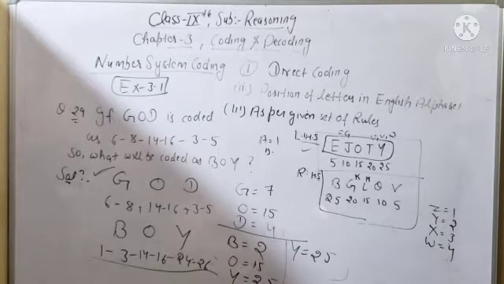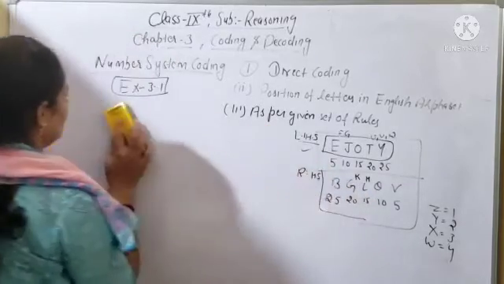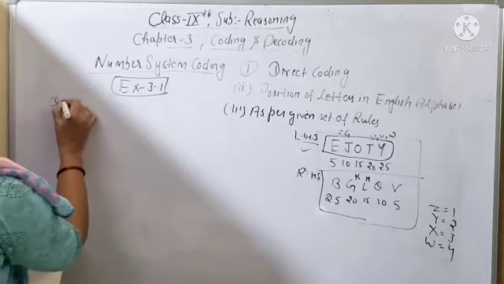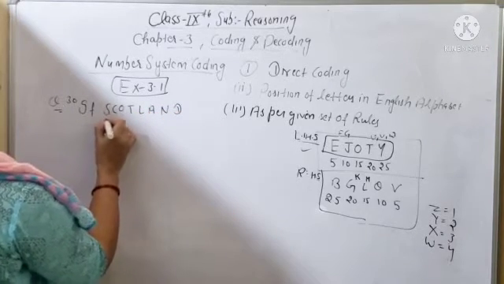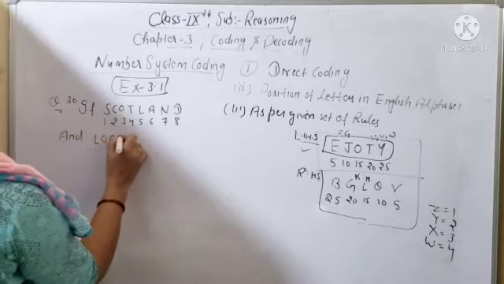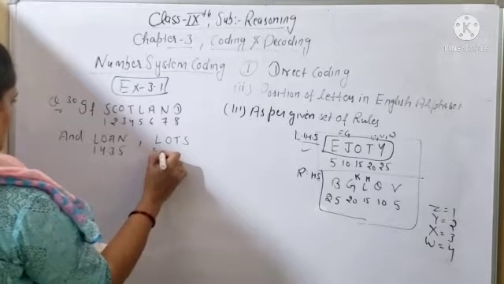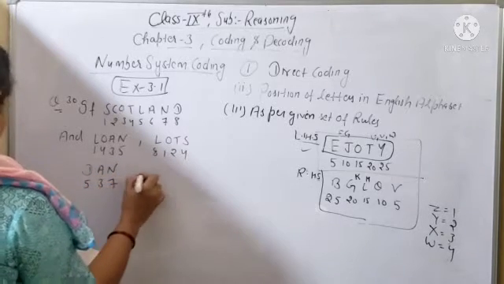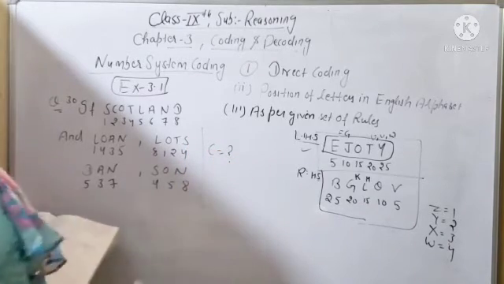Now next question, question number 30. If SCOTLAND is coded as 1, 2, 3, 4, 5, 6, 7, 8, and LOAN is coded as 1, 4, 3, 5, LOTS is coded as 8, 1, 2, 4, DAN is coded as 5, 3, 7, SON is coded as 4, 5, 8. So what will be the code of C?